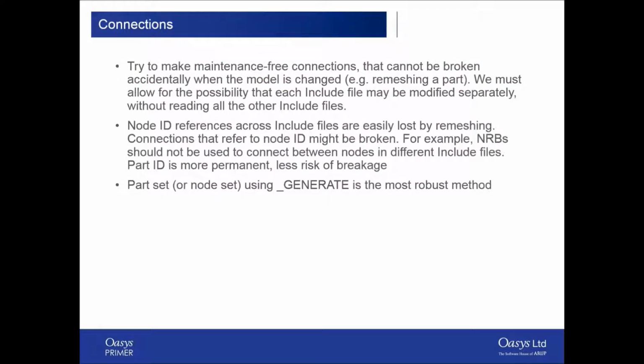Connections can be a bit difficult, particularly when you're looking at connections between one include file and another include file. Generally, the reason for that is you want to have the ability to modify include files independently and not have to worry about breaking the connection between the include file that you're modifying and anything else in the whole model that you're working on. So node ID references across include files are generally not a good idea. So if you have a nodal rigid body that's connecting together two include files, that will generally go wrong. Again, using a set node generate for various different connection types is often a more robust method.